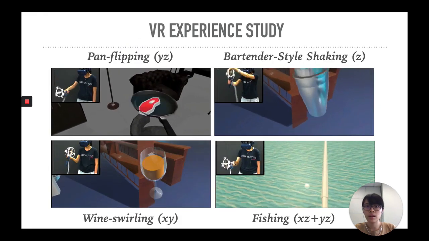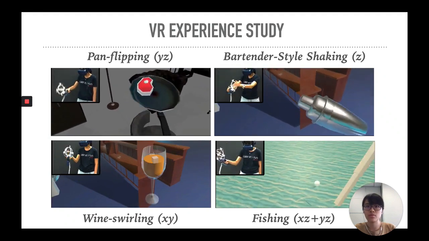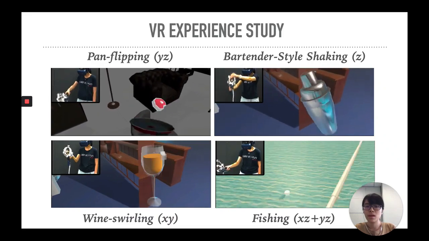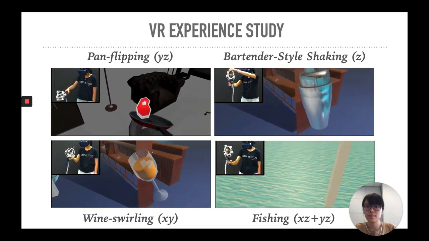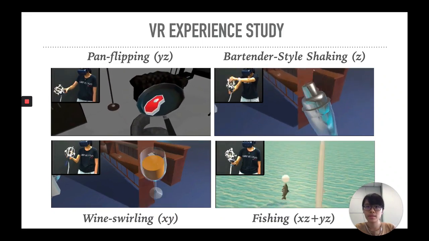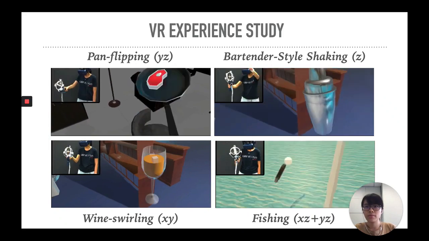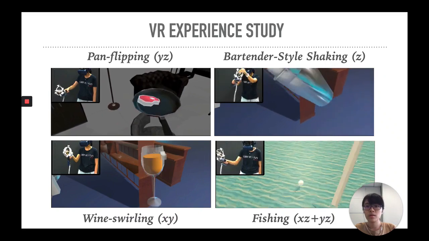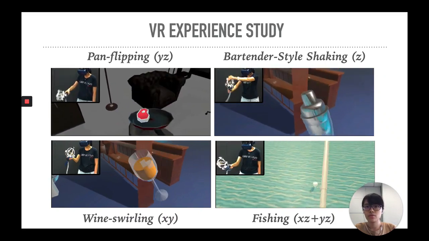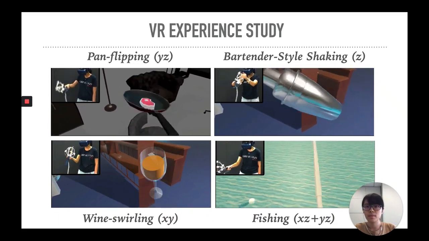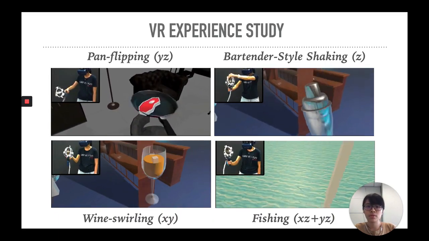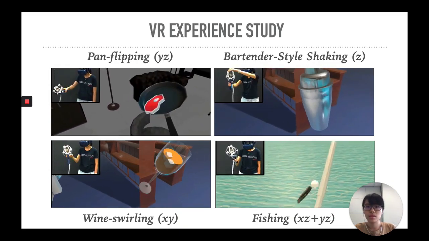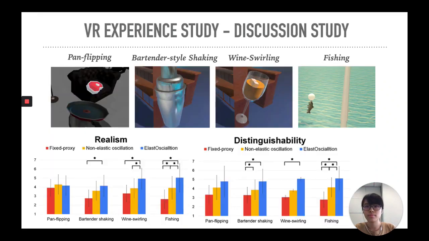To further observe how the oscillation force from our device affects users' VR experiences and whether the proposed force feedback enhances VR realism, we performed this VR experience study. There were 4 VR applications experienced in this study, including pen flipping for YZ movement, bartender-style shaking for Z movement, wine-swirling for XY movement, and fishing for XZ and YZ movement. Based on the result of the force perception study, 3 force levels were provided in the wine-swirling and 2 force levels were in the other applications.